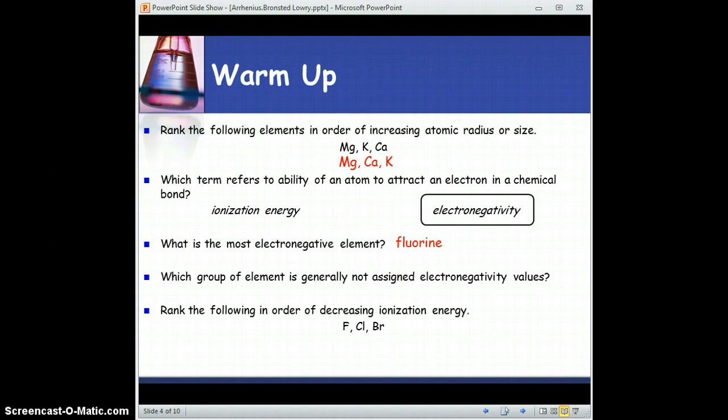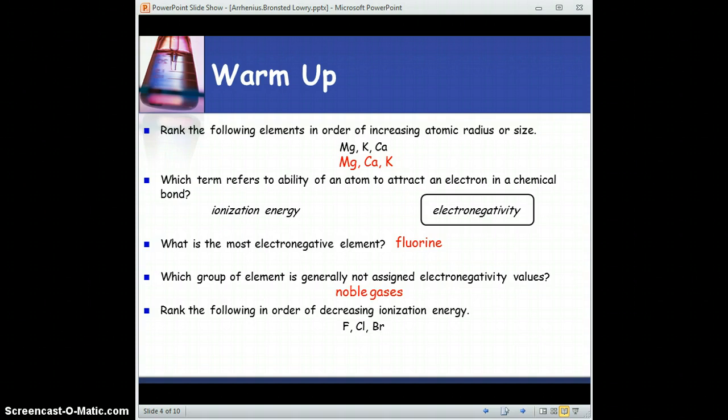This question sort of ties into the last one. Which group of elements is generally not assigned electronegativity values? That group is the noble gases, as I mentioned in the last question. We want to rank the following in order of decreasing ionization energy, going from the highest ionization energy to the lowest ionization energy.